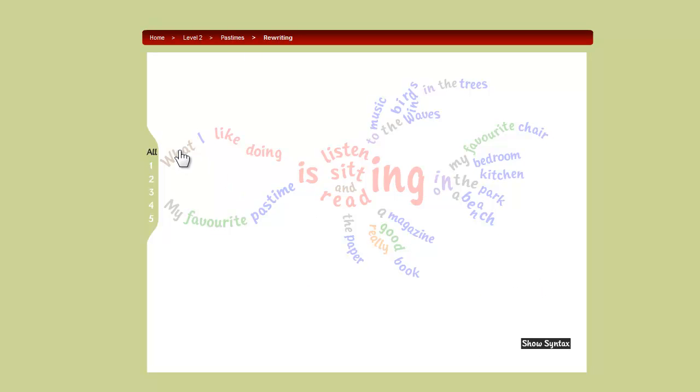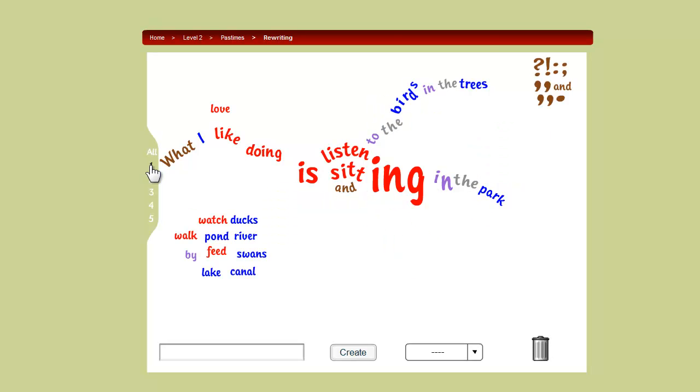I can click on the words so that they become bold, and I can make a sentence. What I like doing is sitting in the park. If I click on 1, I can start to rewrite some of the branches. What I like doing is sitting in the park, listening to the birds in the trees. I can say what I like doing is feeding ducks. What I like doing is sitting in the park and feeding the ducks.